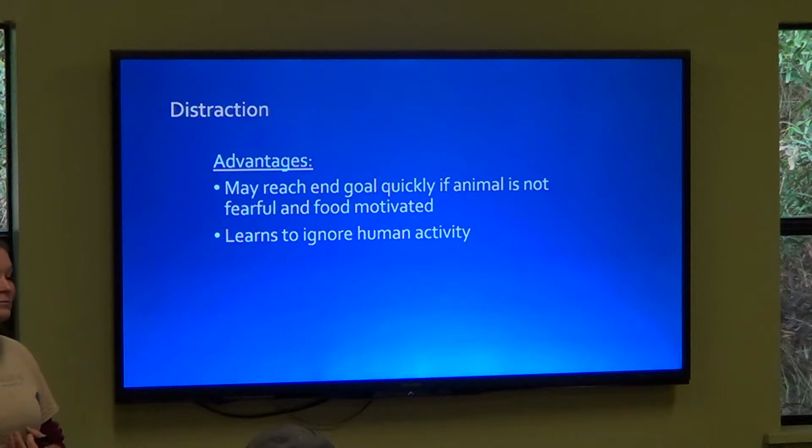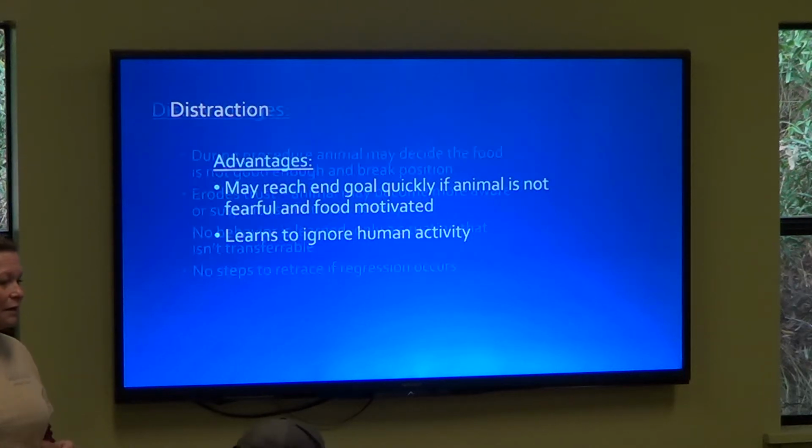The advantage is sometimes you can get to a procedure quite quickly, particularly if you have to do an injection or something like that where you just need a quick in and out. You might be able to distract the animal sufficiently to achieve that objective pretty quickly.